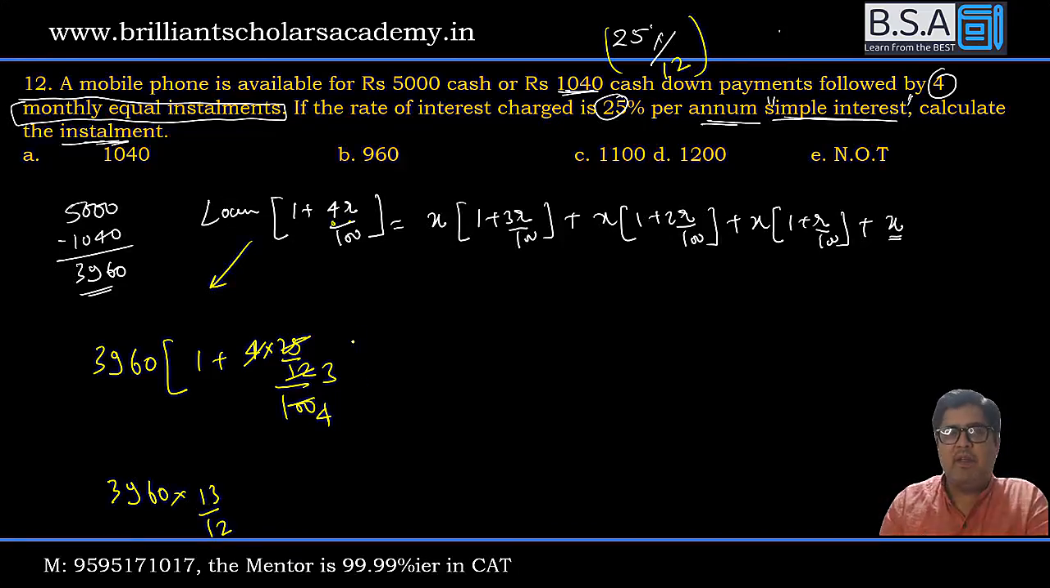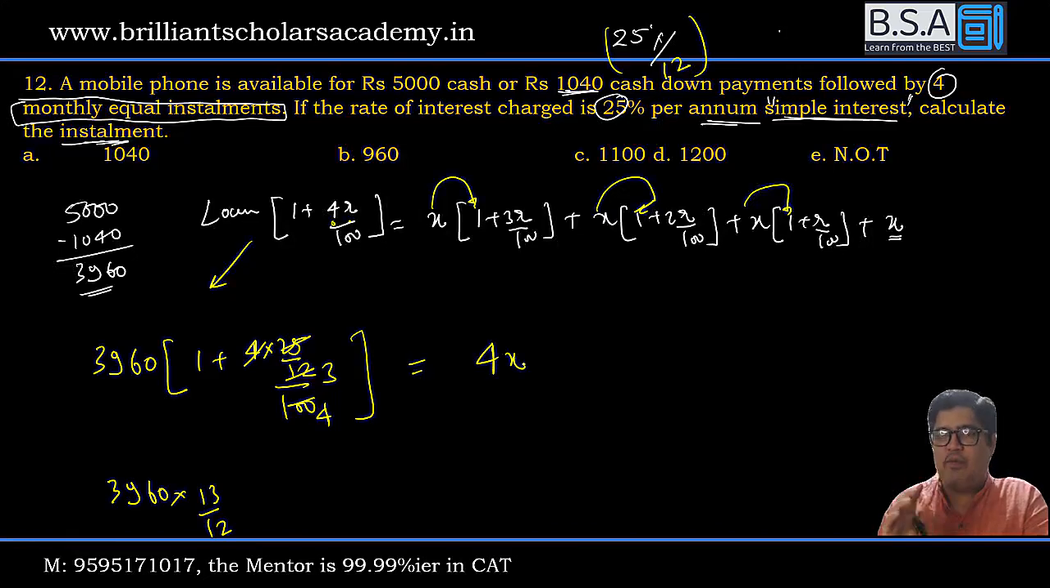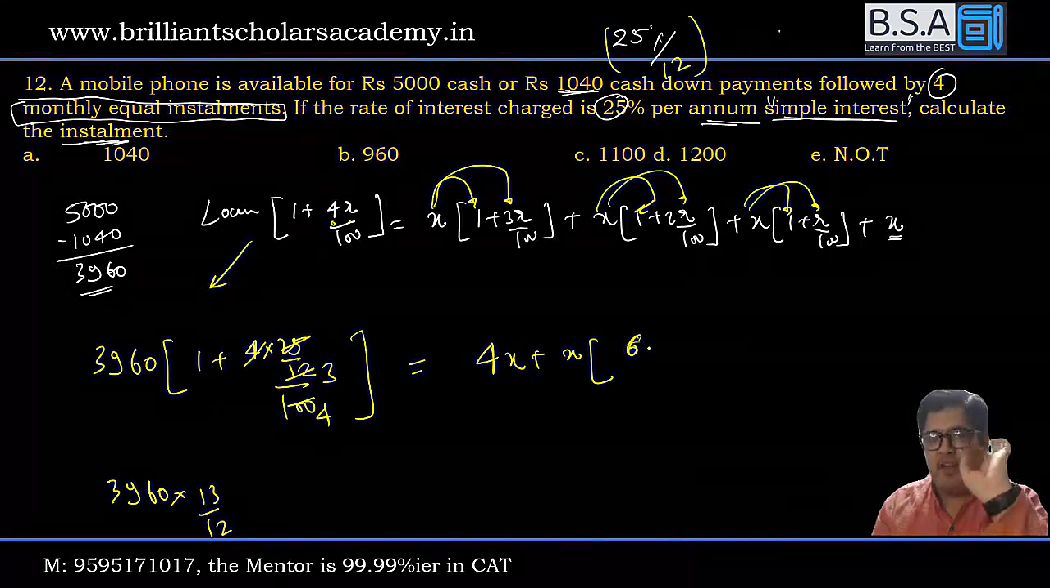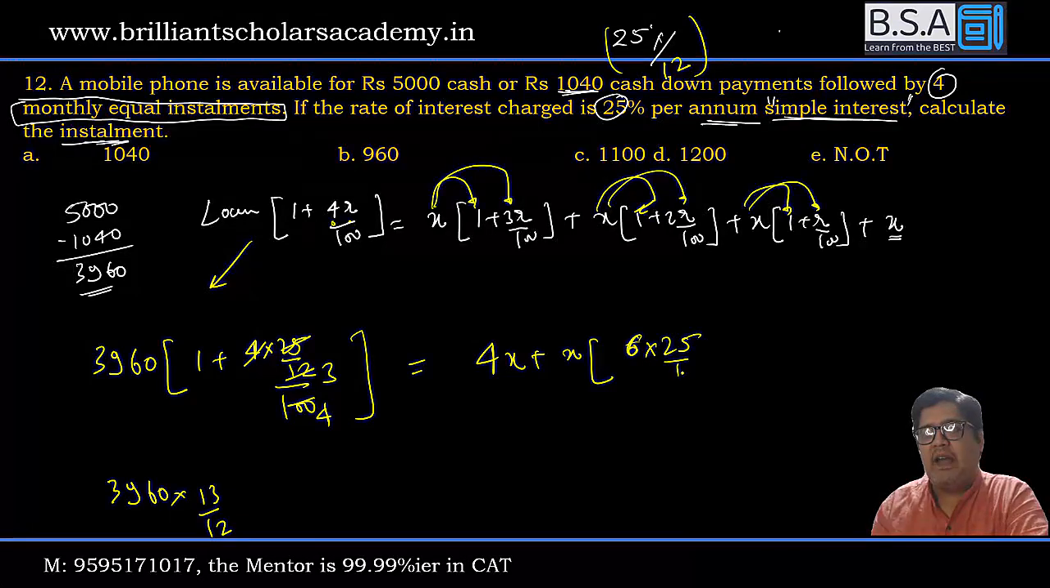Leave it there. Now do you see this x will be multiplied here, here, here. So I will have on the right side 4x, 4x. And then when x is multiplied here, here, and here, I can keep x outside. I will have 3r plus 2r plus 1r. 3 plus 2 plus 1, 6. I will have 6r upon 100. How much is r? 25 by 12 upon 100.